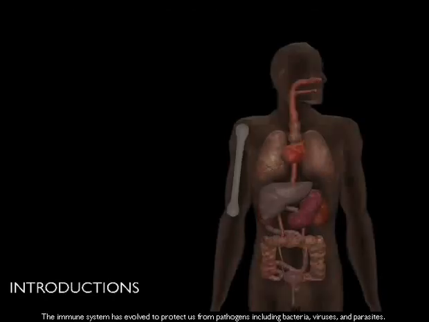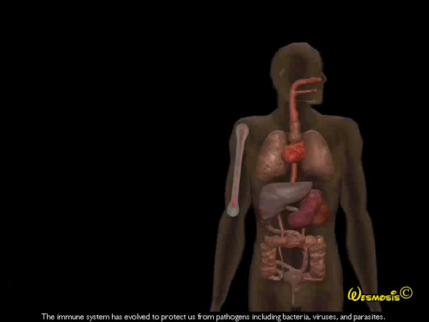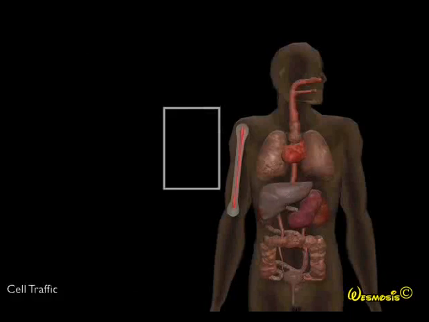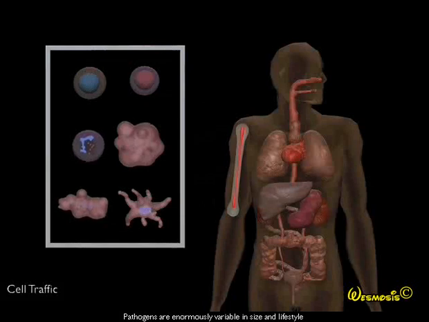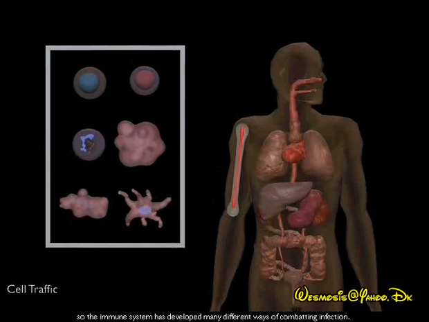The immune system has evolved to protect us from pathogens, including bacteria, viruses, and parasites. Pathogens are enormously variable in size and lifestyle, so the immune system has developed many different ways of combating infection.